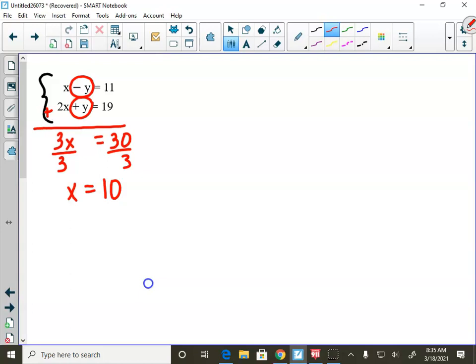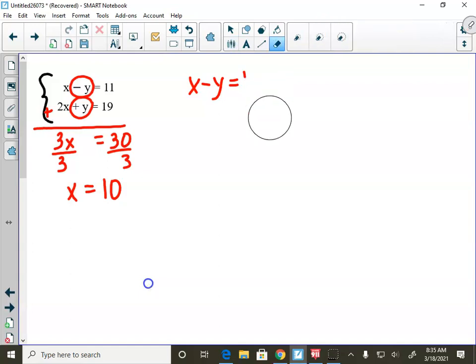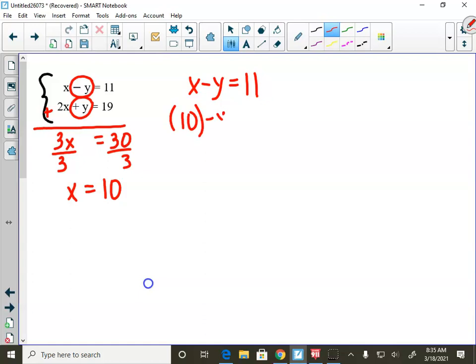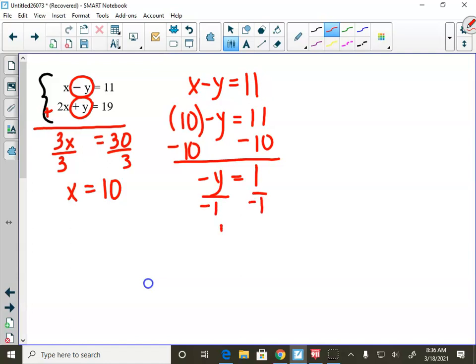We'll take one of the equations. Let's take the x minus y equals 11. And we'll substitute 10 in for x. So we have 10 minus y is equal to 11. And then we'll subtract 10 from both sides, and we'll see that negative y is equal to 1. And divide by negative 1. So our y is equal to negative 1. And our solution to this system would be x is equal to 10 and y is equal to negative 1.